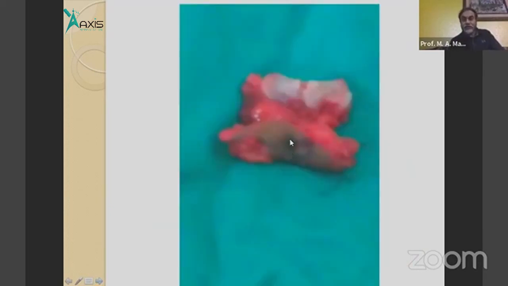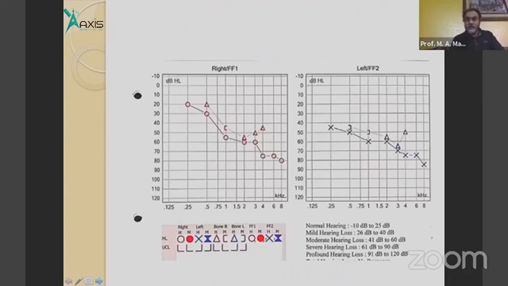This is a Sistrunk operation. Look at the thyroglossal cyst, thyroglossal sinus. This is not given actually. This is sensorineural hearing loss: both air conduction and bone conduction are down with minimal air-bone gap, bilateral sensorineural hearing loss, a classical case of presbycusis.